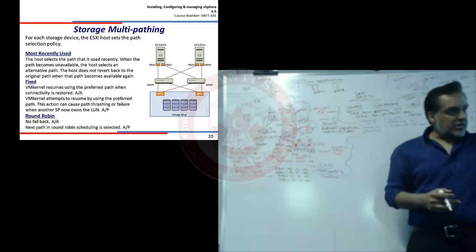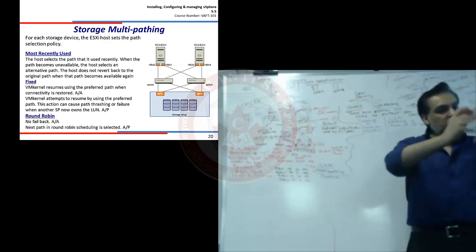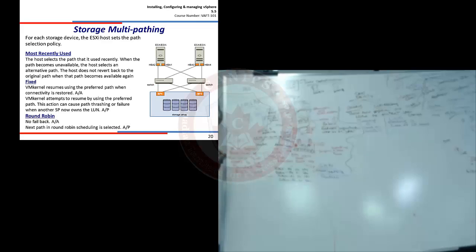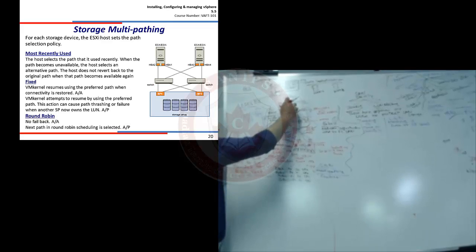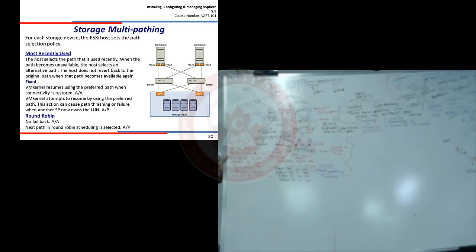And second last time, maybe this path was used, so use the same path. So most recently, whatever is used, it is using it. Now, secondly, fixed path. Fixed path is simply that always, whenever this host needs to connect here, it should always use this path and no other path will be used. So that's the second technique.